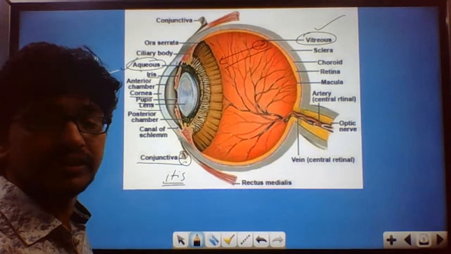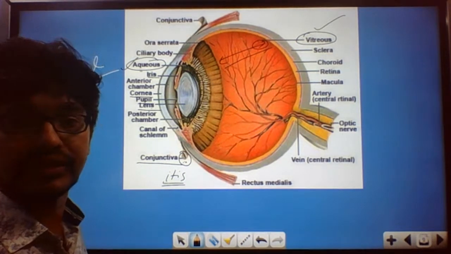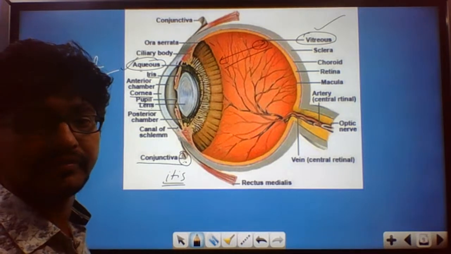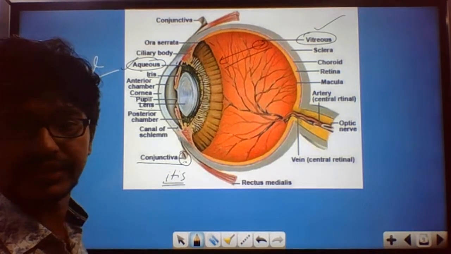Can someone tell me which organisms cause conjunctivitis? Maybe the virus or bacteria. Which organisms usually cause conjunctivitis?